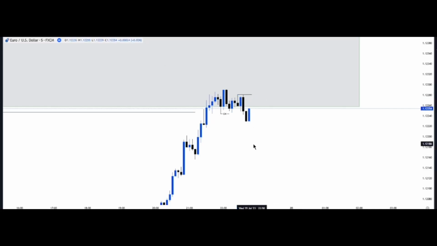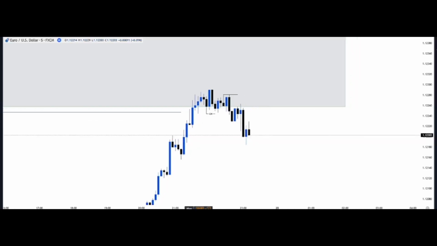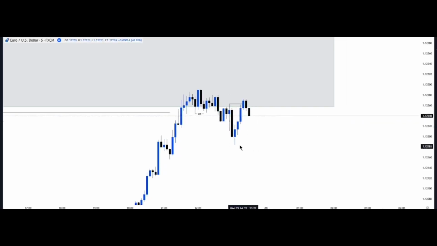Okay, let's wait and see what happens. Okay, so a new inducement has been created in the market. So our inducement can be transferred from here to this point. Now, we want to wait for price to come and take out this low. If it takes out this low, then we may have a reason to go short.